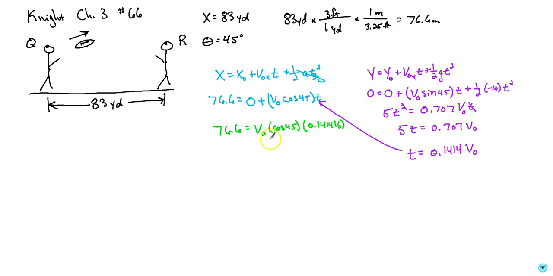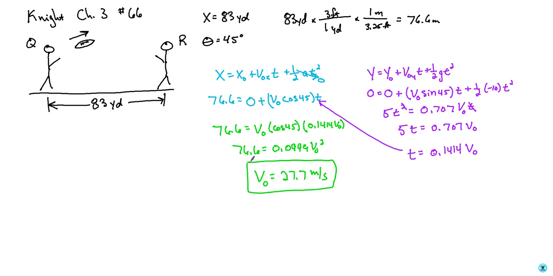We do a little bit of math, and we come out with 76.6 equals 0.0999 v sub o squared. Doing our final bit of work, we find that the quarterback had to throw the football with a speed of 27.7 meters per second, which is pretty close to 60 miles an hour. So that's pretty good. That was chapter 3, problem number 66.